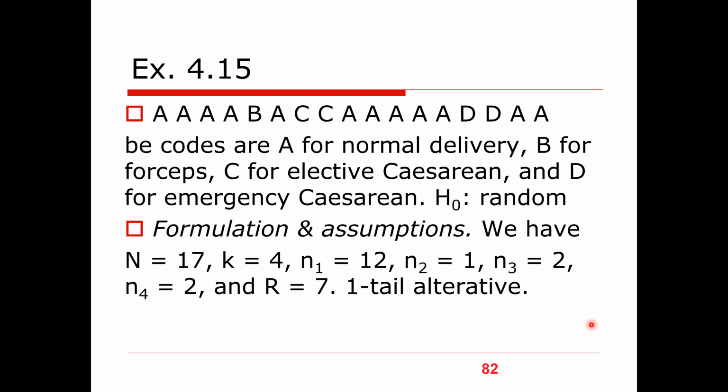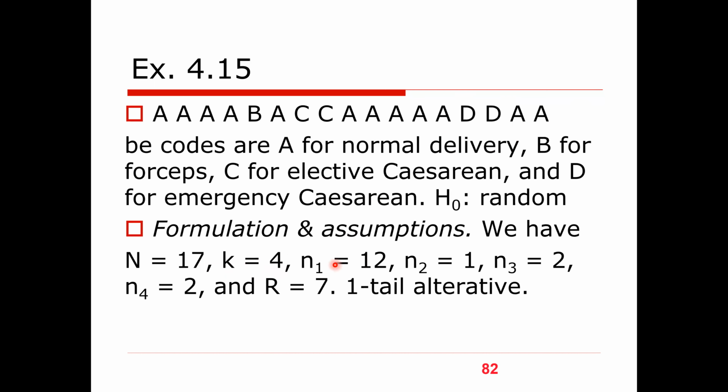Example 15. Suppose we have 17 observations with 4 possible outcomes. Maybe it's your grade, right? If we have 17 students, they may get A or B or C or D for their final grade. So 17 observations with 4 possible outcomes. Let's test the sample randomness. So the sample size is 17, and the number of outcomes K is 4.